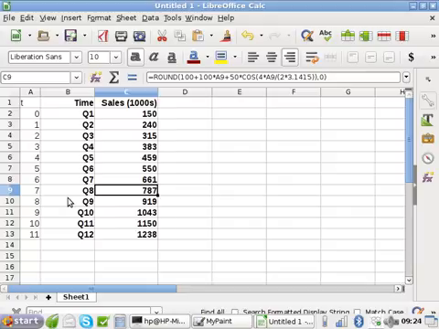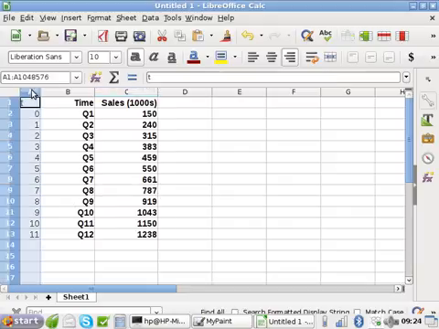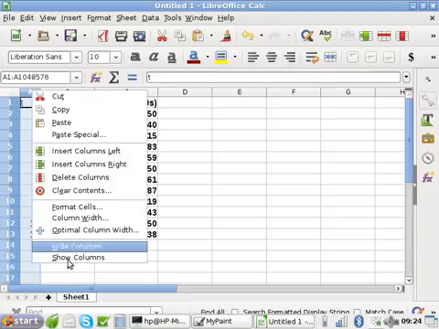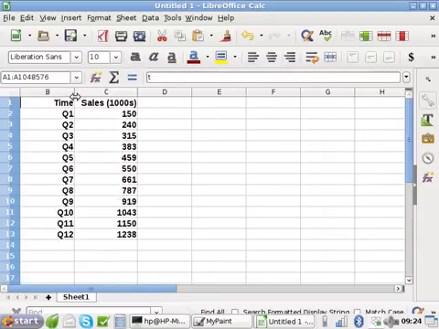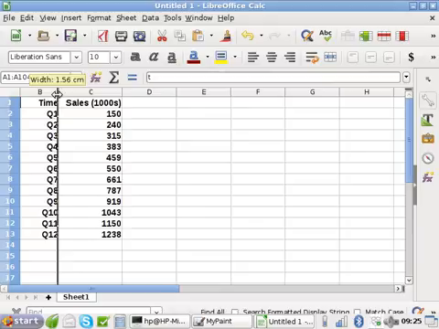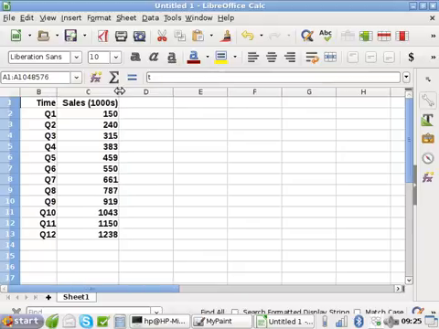So we'll make a line chart now in a moment. Let me hide this. How many years are here? How many years? 3 years, yeah.